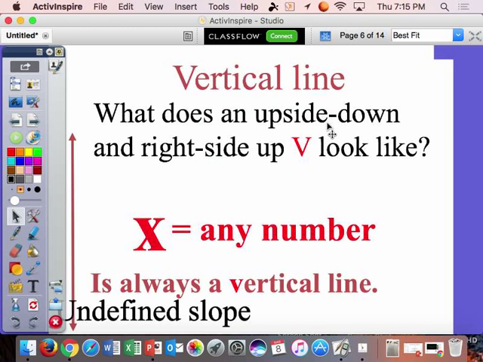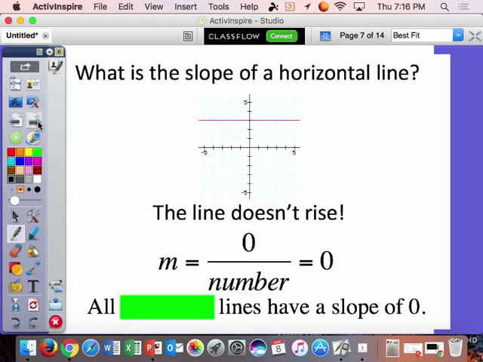So, what does an upside down and right side up V look like? If you were to draw a V, and then draw one upside down, oh look, that kind of looks like an X, doesn't it? So a vertical line will always be x equals any number. And if this is a lot being thrown at you right now, don't worry about it. It is all good. We are going to continue working with this for a little bit, all right? So, going on to the next page.